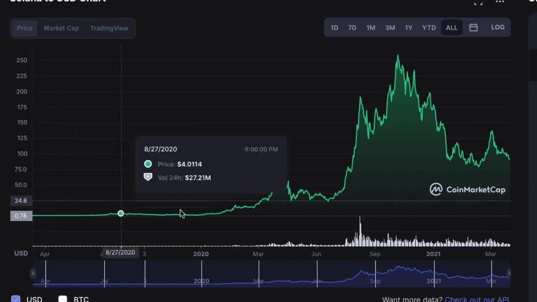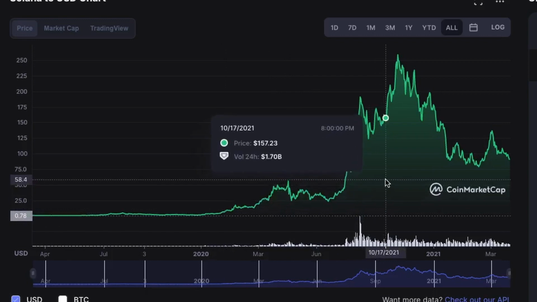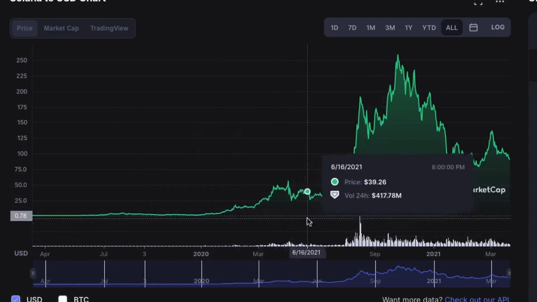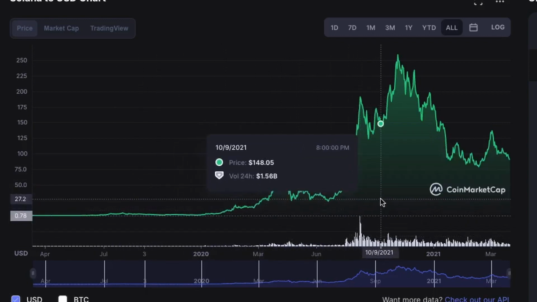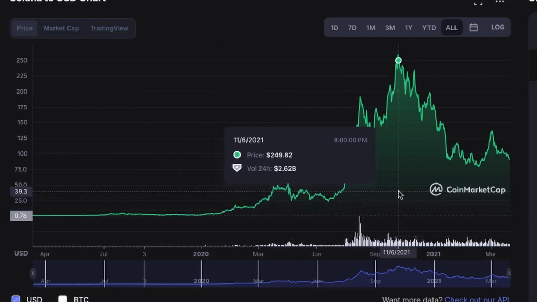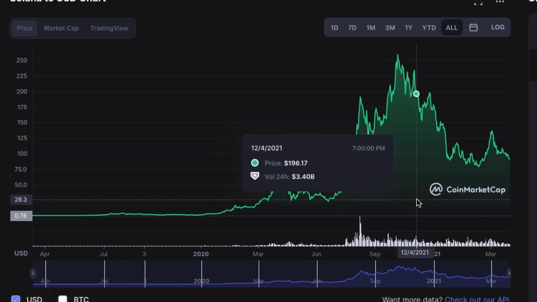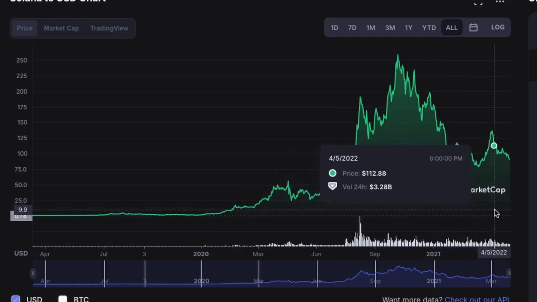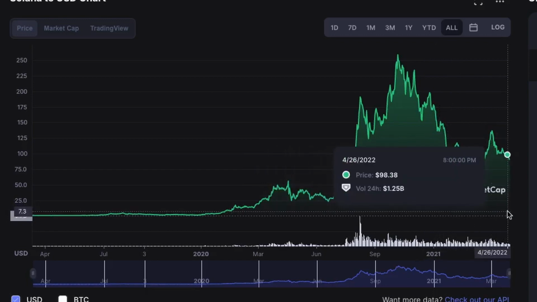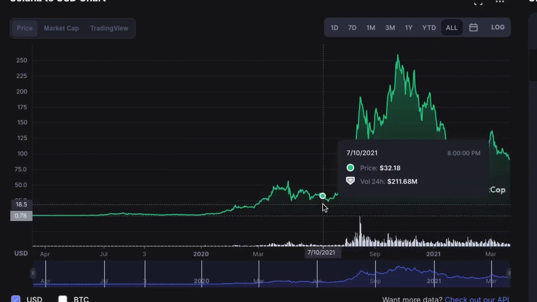If you think about it, it's crazy. Of course it appreciated in price, and because of the bull run that was going on, it reached an all-time high of $258. Then it had a retracement and came back down, and right now we're sitting at $90 per coin.